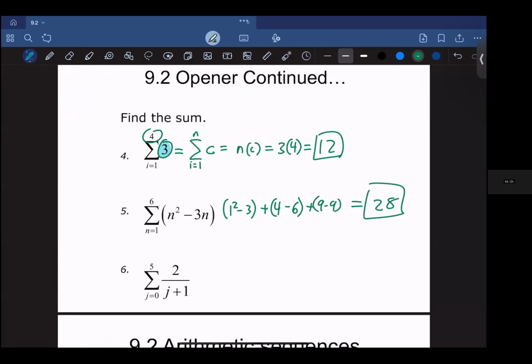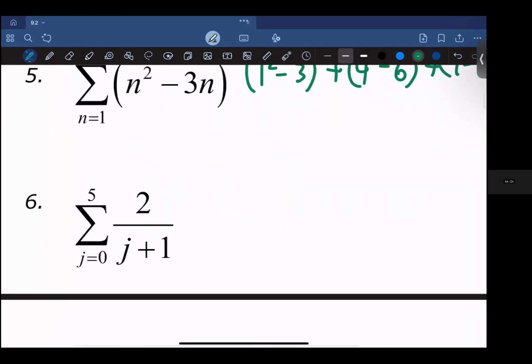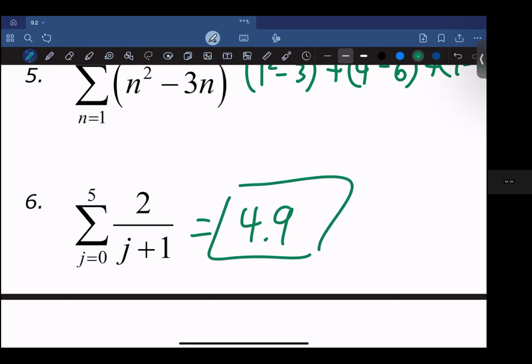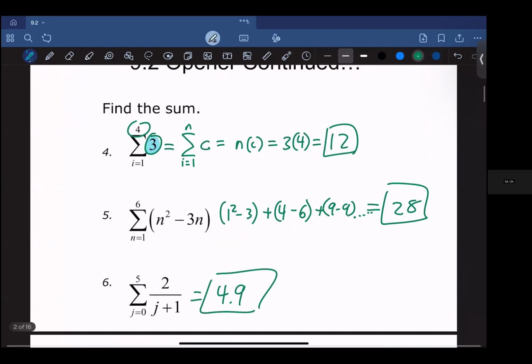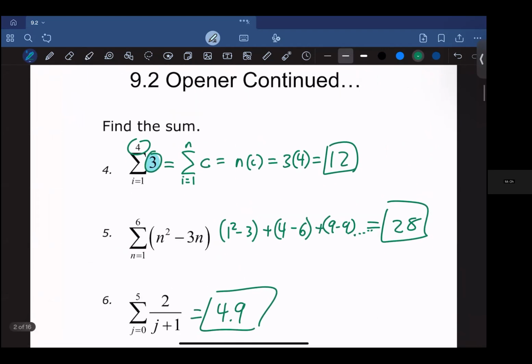Okay, so let me put a little space here. There we go. All right, and lastly, this is just another practice for you. So hopefully you paused it and you tried it yourself. Your answer should be 4.9 from just plugging in j equals 0, j equals 1, j equals 2, all the way up to j equals 5. And then you will end with 4.9. Cool. So here are the final answers for the last part of our opener.